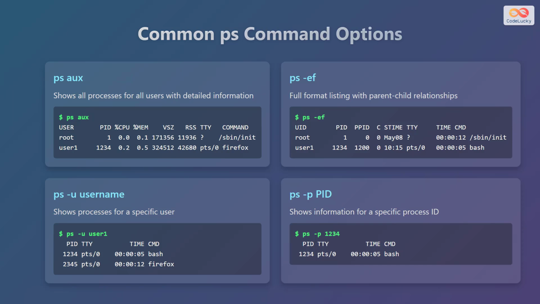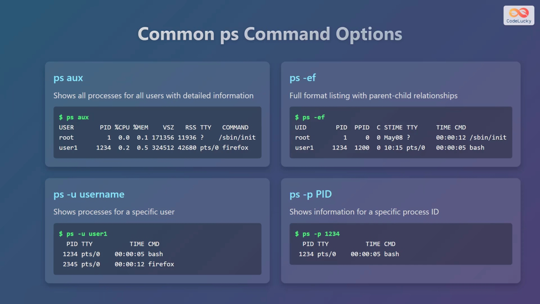The second is the ps -ef command. This option provides a full format listing of processes, showing parent-child relationships, user identification number, process identification number, parent process identification number, central processing unit usage, start time, terminal, time, and command.